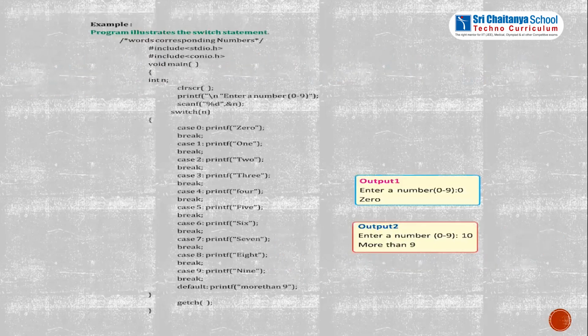Now, let's see an example. The program is going to illustrate the switch statement. I'm going to ask the user to enter a number between 0 to 9, and I'll just print the same number using characters. So I'm going to get an input from the user. If the user enters 0, I'm going to printf 0. If the user enters 1, then I'm going to printf 1. The same way till 9. If the user enters a number which is not in these cases, then my default will be printed. Hope you understood this.